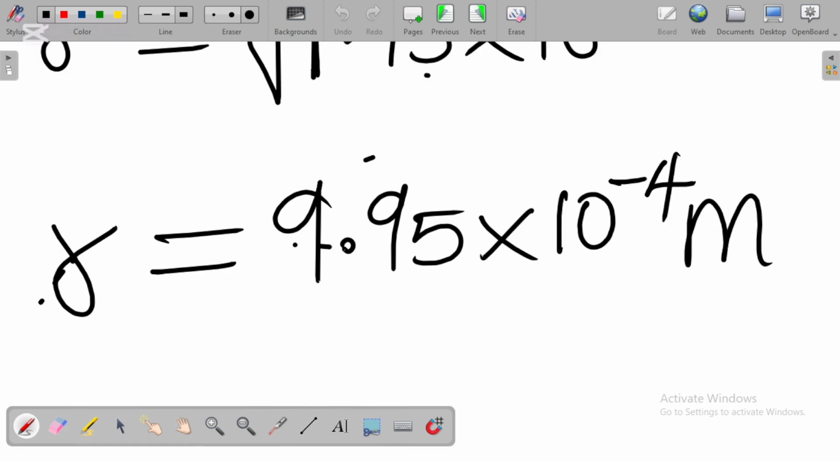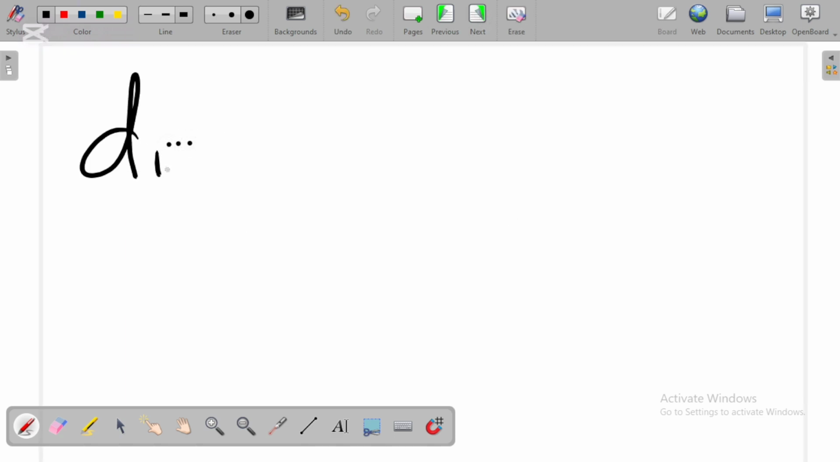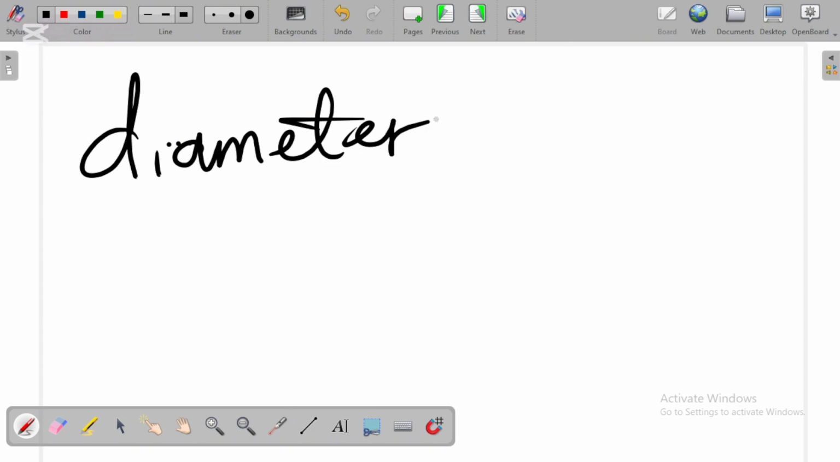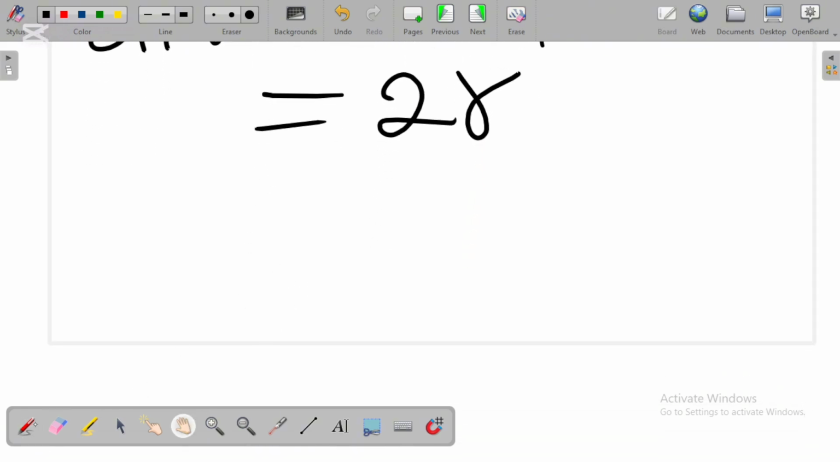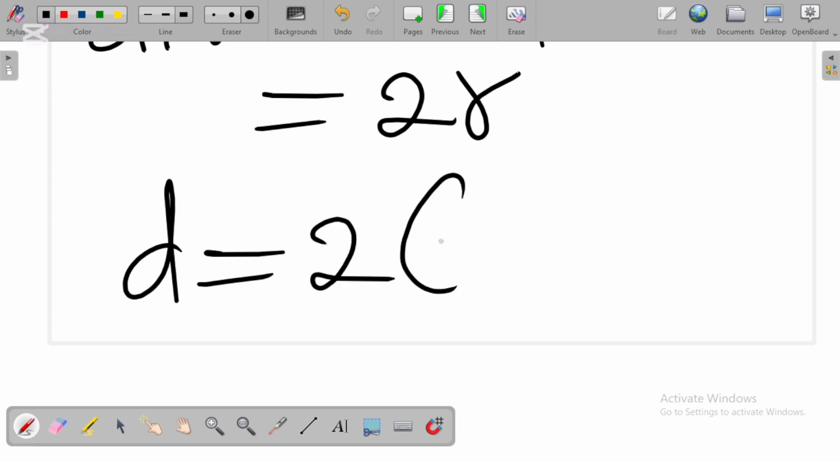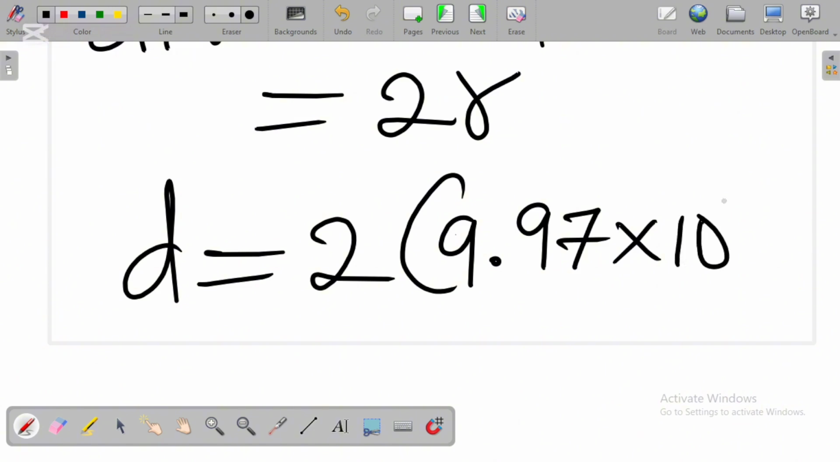Alright, so since we've gotten the value of r, let's now find the value of diameter. Remember that diameter d is equal to 2r. Remember that diameter is equal to 2 multiplied by radius. So if we substitute the value of r here, we are going to have d is equal to 2 multiplied by 9.97 multiplied by 10 raised to power negative 4.